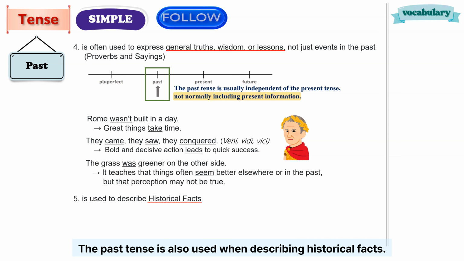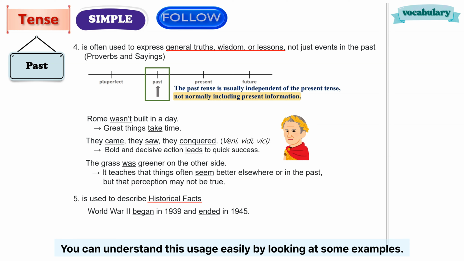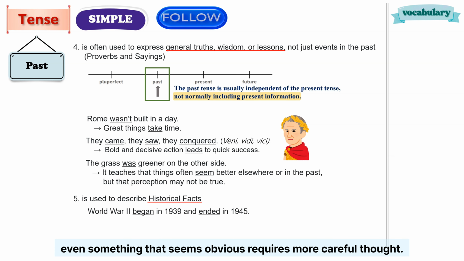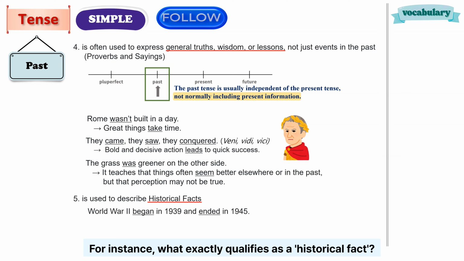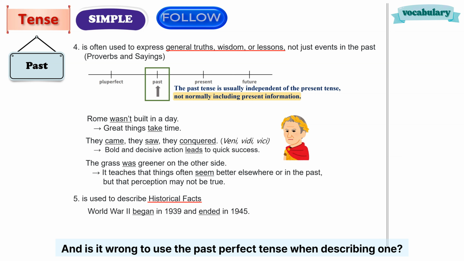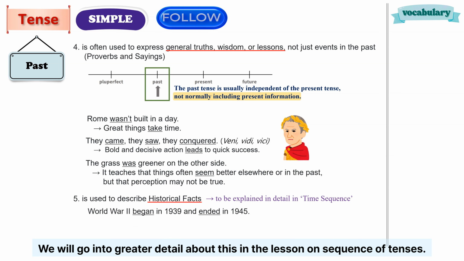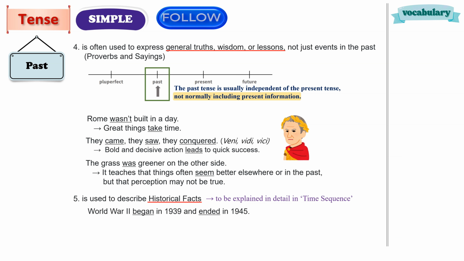The past tense is also used when describing historical facts. You can understand this usage easily by looking at some examples. However, if we dig deeper, even something that seems obvious requires more careful thought. For instance, what exactly qualifies as a historical fact? And is it wrong to use the past perfect tense when describing one? Since this point appears frequently on standardized exams, it's important to know it precisely, although few sources explain it clearly. We will go into greater detail about this in the lesson on sequence of tenses.